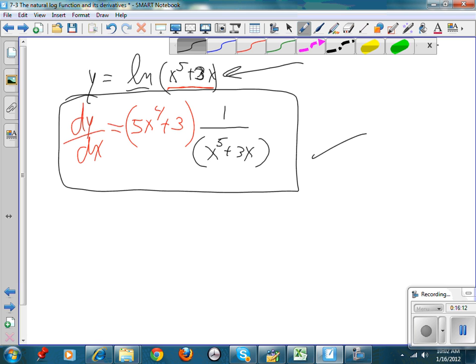We reviewed a chain rule, a tangent line problem, and a volume problem. Next, we're going to look at some inverse trig functions.